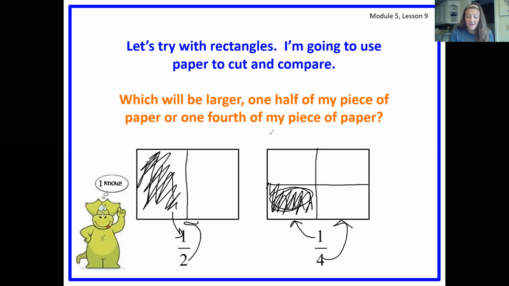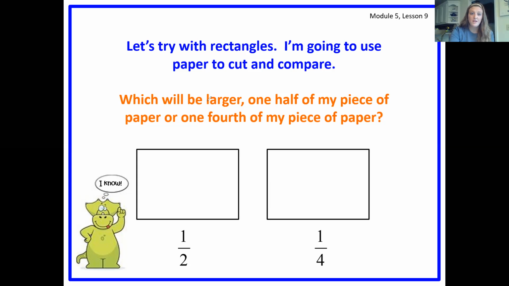Right, 1/2 is bigger. We only cut it once. So if you want a bigger piece of paper, you're going to want the 1/2 because we only cut it once. So again, the more pieces, the smaller they are, and the less pieces, the bigger they are. So my 1/2 only has 2 pieces, so they're going to be bigger. The more pieces, the 4 pieces, means that they're going to be smaller because we partitioned or drew more lines in it.